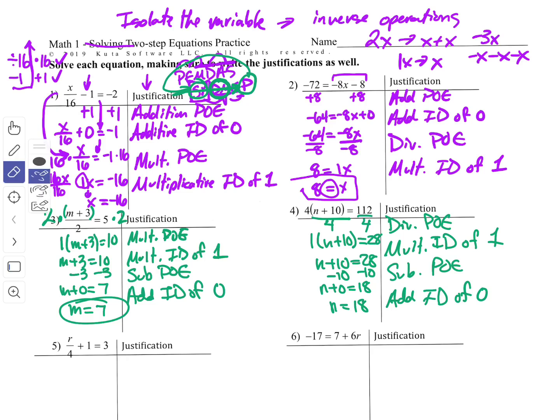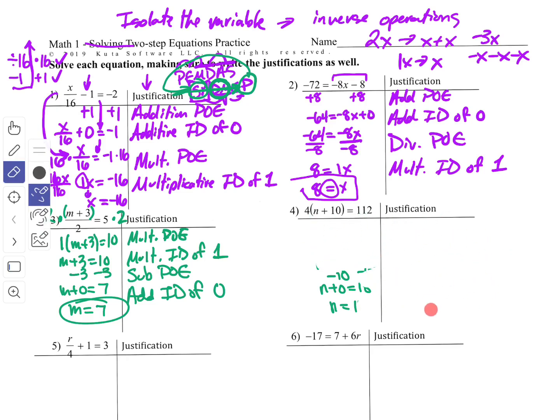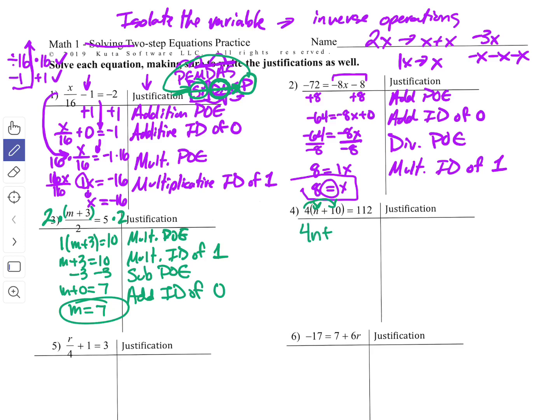Now, I said that was only one version, one way to do it. So, let me show you the other way we do it. Because a lot of times when we see this, we think, oh, we've got to distribute. And in a lot of cases we do. Some cases we don't, like this one, some we do. So if I distribute, I go 4 times n to get 4n plus 4 times 10, which is 40. Make sure you multiply both, equals 112.